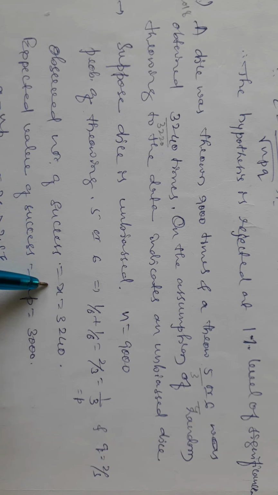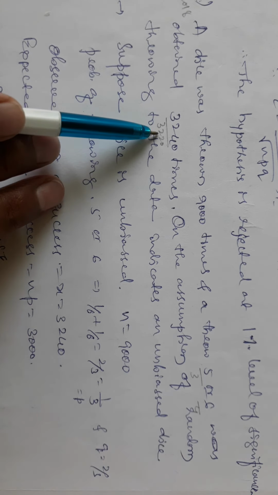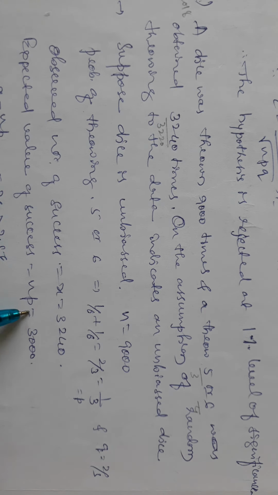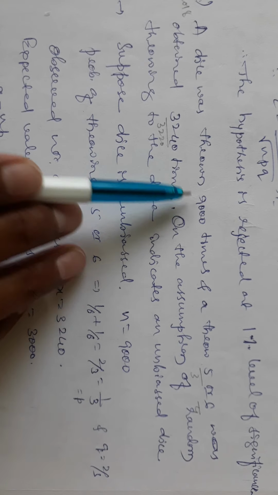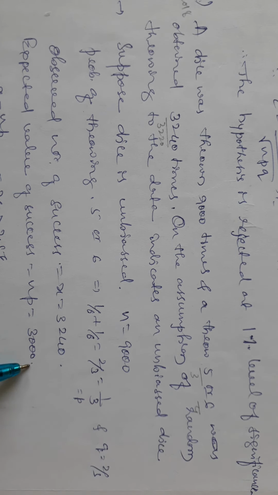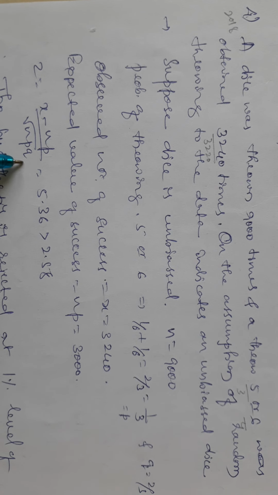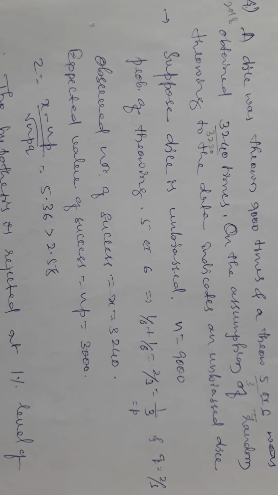Then the observed number of success is 3240, and the expected value of success np is 9000 into 1 by 3, which gives 3000. We have the formula z equal to x minus np divided by square root of npq. By simplifying, we get 5.36, which is greater than 2.58. The hypothesis is rejected at 1% level of significance. Therefore, the assumption is wrong, hence the dice is biased.